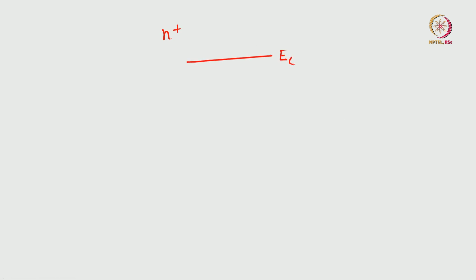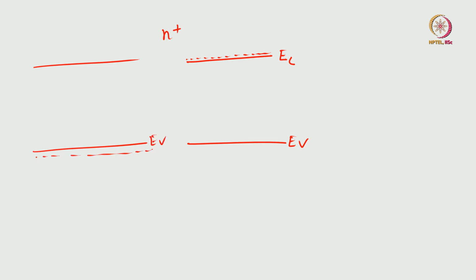You have EC and EV, and the Fermi level will be almost at the conduction band, or it could even be above the conduction band. Similarly, if you have a very highly doped p-type material, this is your valence band, and the Fermi level could be below the valence band. If you join the p-type and n-type materials together, what kind of band diagram will they form? Of course, there will be very little depletion because they are very highly doped.